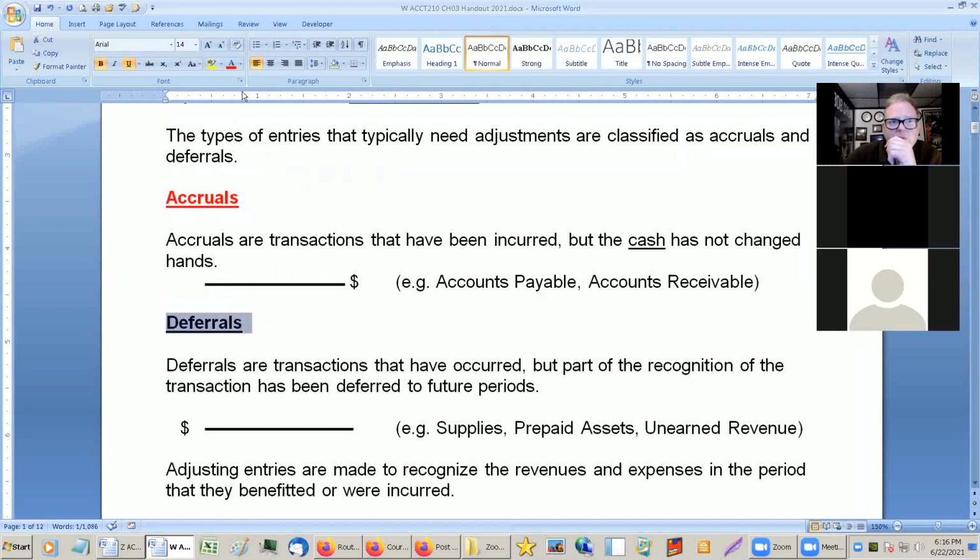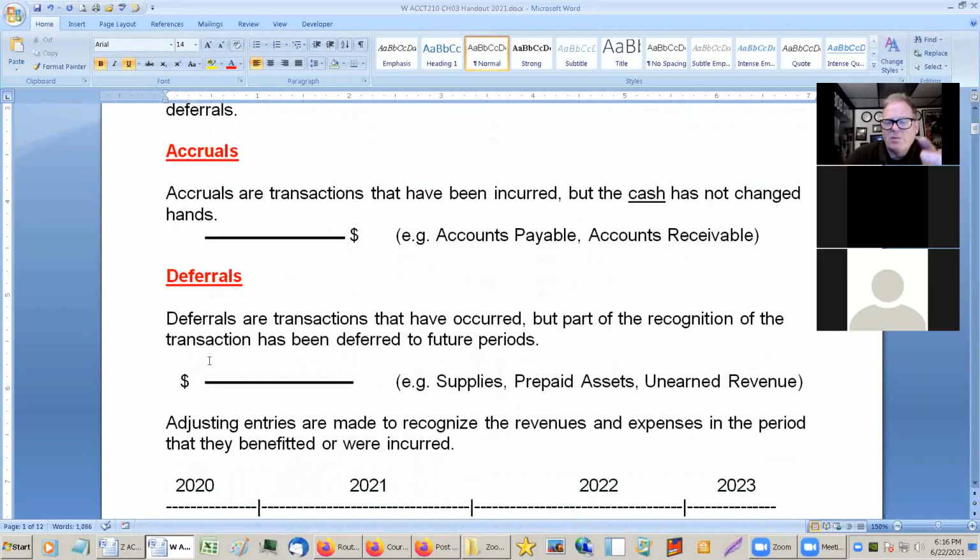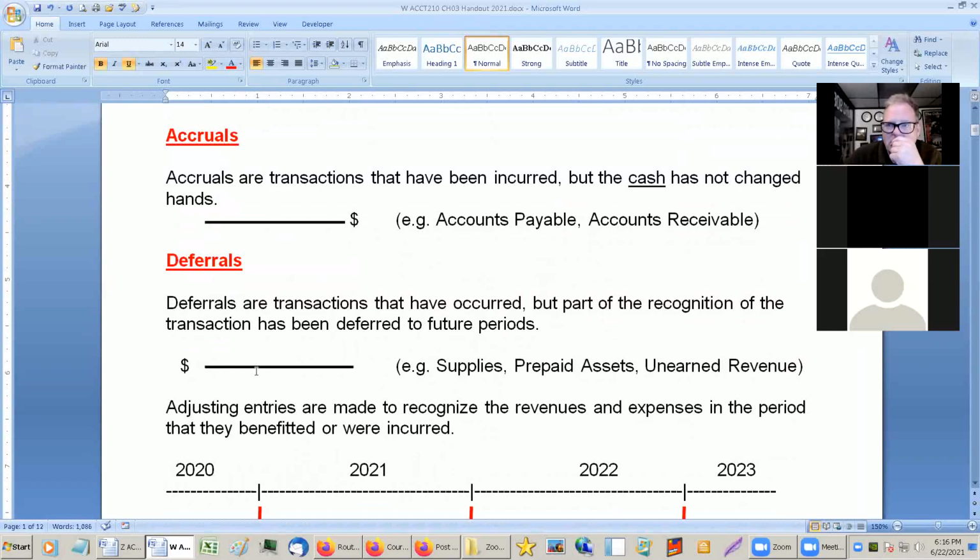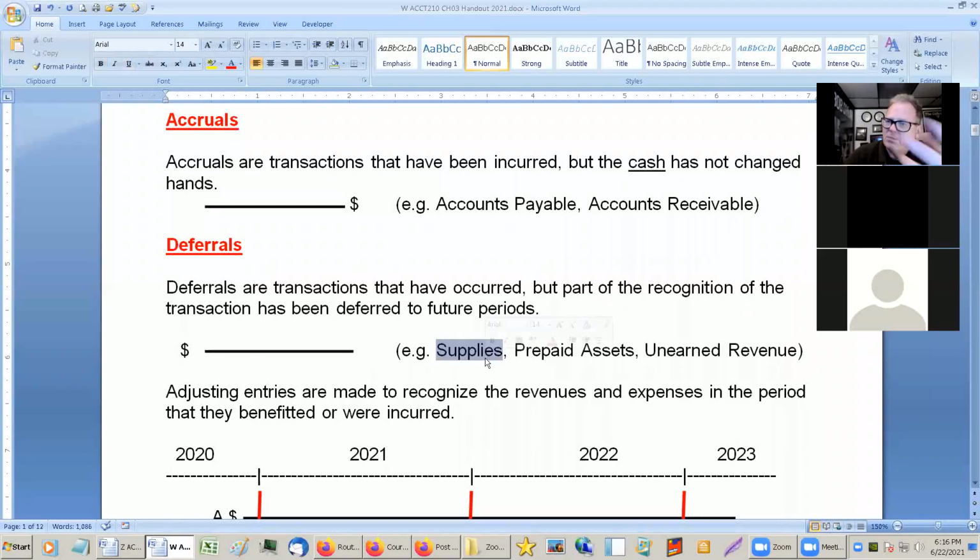Deferrals are similar to accruals, but deferrals are when the money has already changed hands or the financial transaction has already occurred. For instance, supplies. We buy supplies, it's an asset. As we use them, it's an expense. So we're deferring that expense for those supplies until we use them.